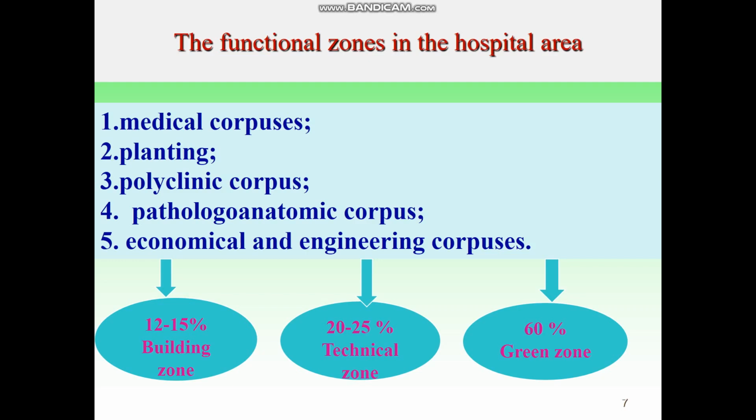There are the following functional zones in the hospital area. Medical corpus for infection patients, non-infection patients, pediatric, dermatovenerologic, radiological department, a maternity home, polyclinic corpus, pathology-anatomy corpus, and economic and engineering corpus. 50% of the area for building, 25% food premises and technical section, 60% of the area for natural lighting and ventilation, green zone.